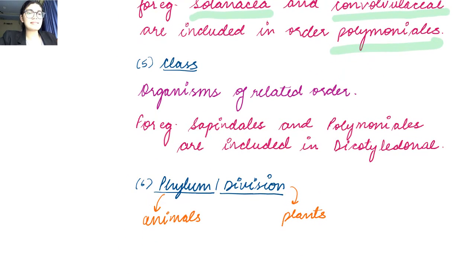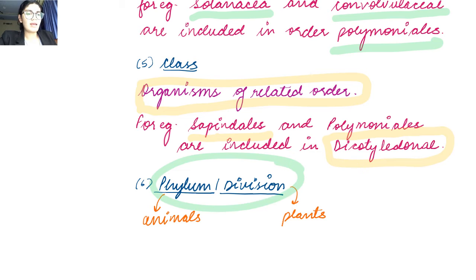फिर है class. Order के भी ऊपर आता है class. Class consists of organisms of a related order. For example, Sapindales and Polymoniales are included in Dicotyledonea. ठीक है? और क्लास के भी ऊपर होता है फाइलम या फिर डिवीजन. अगर एनिमल्स में होगा तो फाइलम कहते हैं और प्लांट्स में होगा तो डिवीजन कहते हैं. ये क्लियर है?